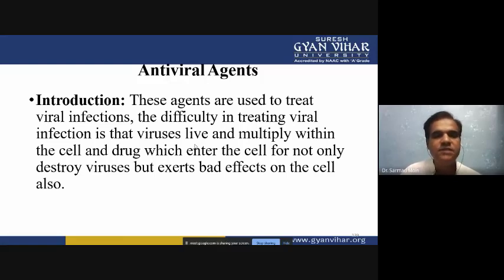The difficulty in treating a viral infection is that the virus lives and multiplies within the cell, and when they multiply, they infect nearby healthy cells. So drugs which enter the cell and not only destroy the virus but also exert a bad effect on the cells, those we can utilize as antiviral drugs.